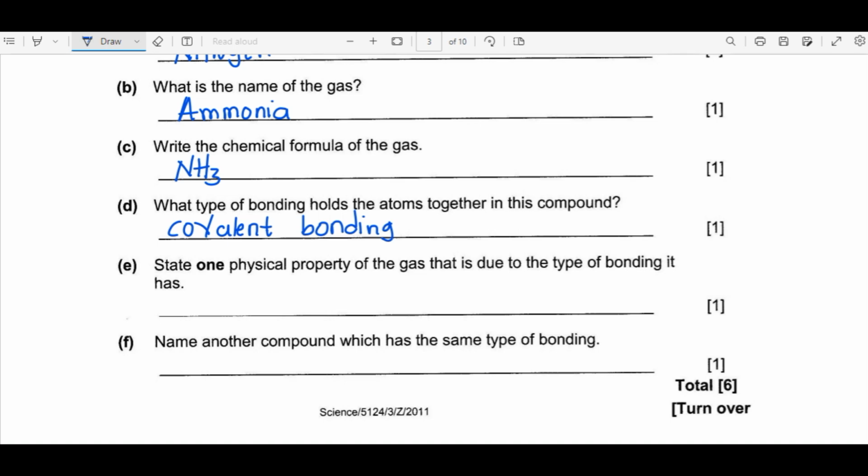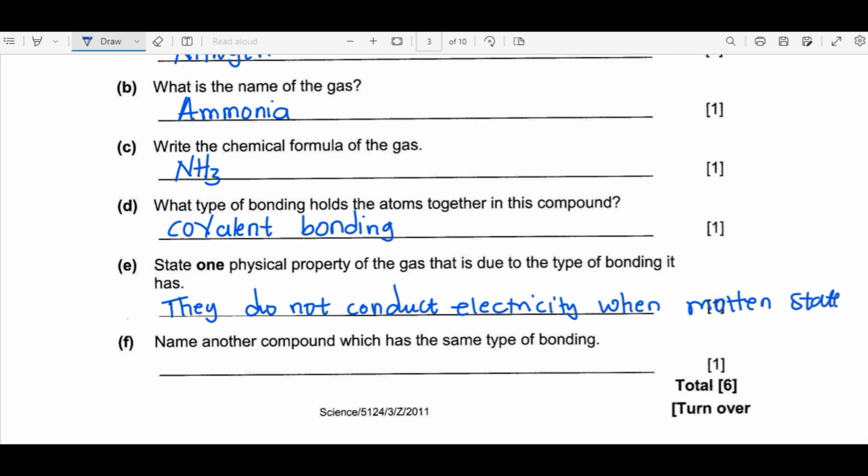Then state one physical property of the gas that is due to the type of bonding it has. This question is the same as the physical property associated with covalent compounds. They do not conduct electricity, whether in molten or any state. If you want to give this in terms of boiling and melting point, you can say they have low melting and boiling points.